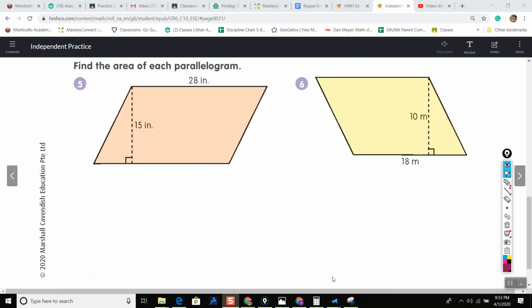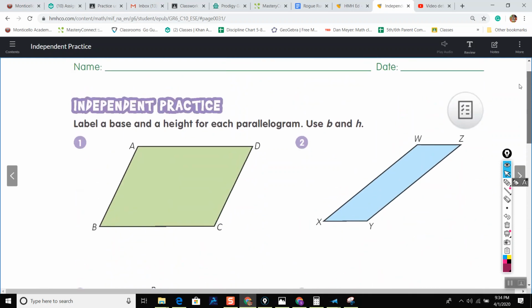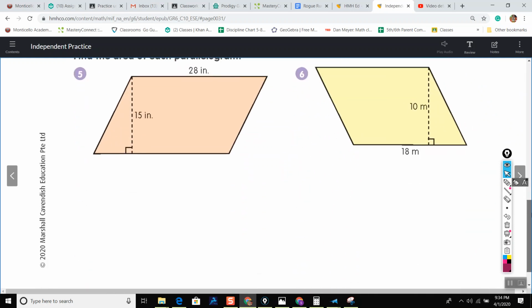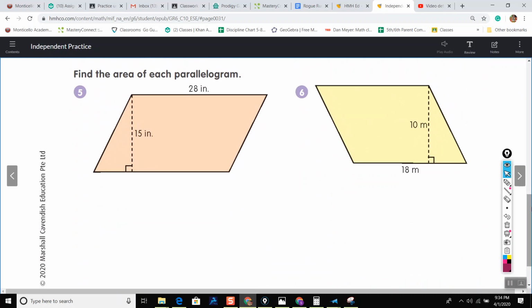Okay, so here we are on page 185. So now we're in section 10.2, independent practice. On this one, Miss Brock did videos where she did all the even ones for you. So I'm just going to come back through and do a few of the odd ones so you can check your work. Now I skipped these ones up here where you're just labeling base and height, but you can expect on your quiz that there will be some questions that ask you to identify the base and the height. So make sure you understand that whole concept of base and height needing to be perpendicular.